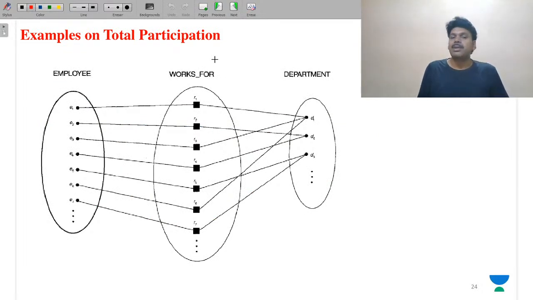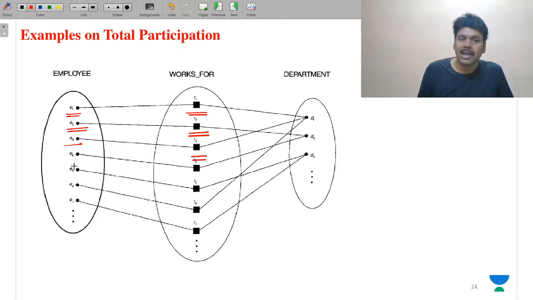So what is the example? Please look at this. Employee E1 has to participate. Employee E2 has to participate. Employee E3 has to participate. Employee E4 has to participate. So please understand, wherever I keep the employee, he has to associate at least once.